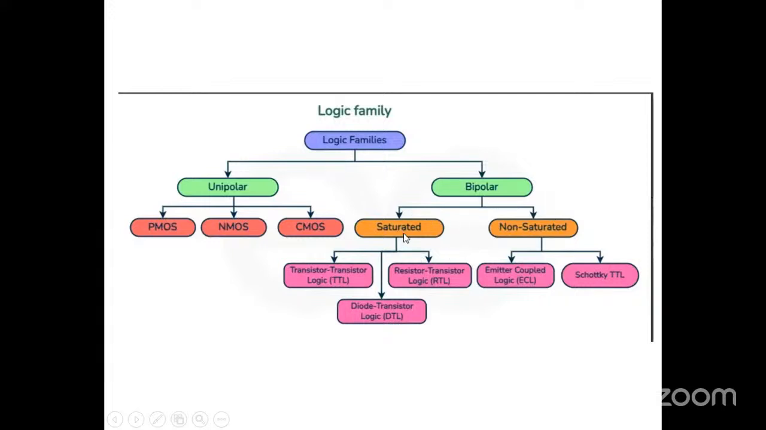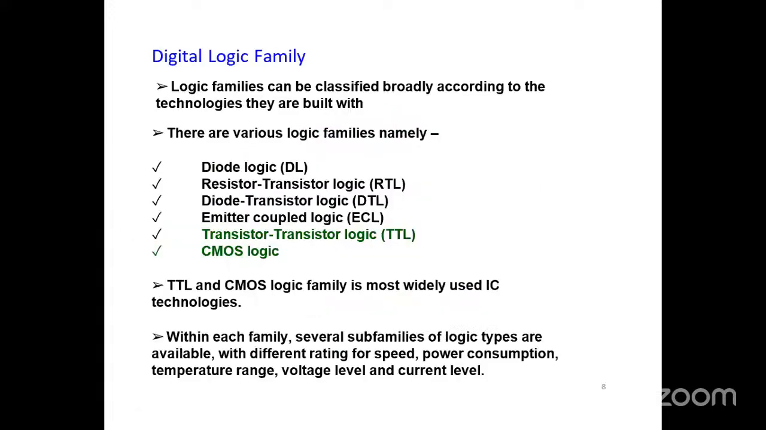In bipolar, again, there are saturated and non-saturated circuits. In the saturated, if you look at transistor transistor logic, resistor transistor logic, and diode transistor logic, there are three types. Similarly, the non-saturated types are ECL and Schottky TTL. TTL is a transistor transistor logic version, whereas ECL, emitter coupled logic, and Schottky logics are more versatile and used in making the ICs.